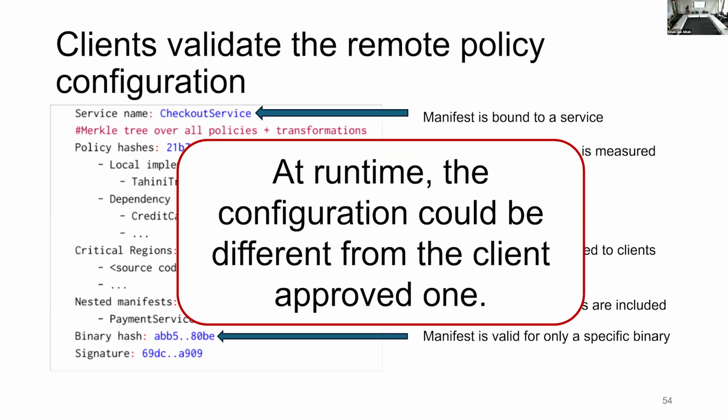Now, because we have only the static analysis, there is a chance that, at runtime, the privacy configuration could be different from whatever is the output of the compilation, which the client actually gets to audit. So what does that look like in practice?